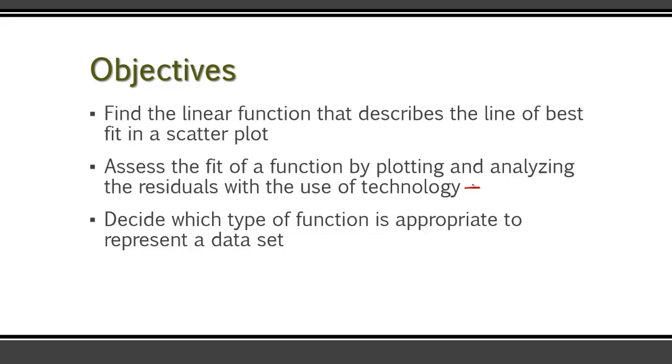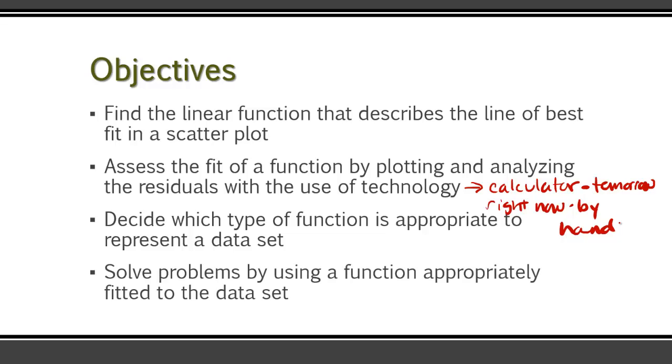What I'm going to do with this one is calculator tomorrow, okay? And in the video, we're going to show you how to do it by hand. That's important to know because it's easy to forget the button sequences and everything on the calculator. If you know what to do, you can just do your basic things on the calculator without any problems. And also the objective will be to solve problems by using a function appropriately fitted to the data set.